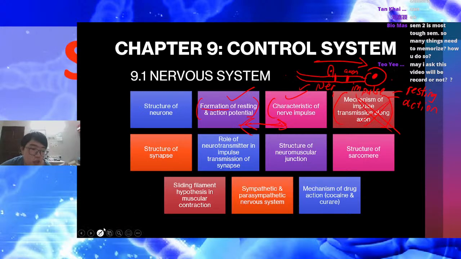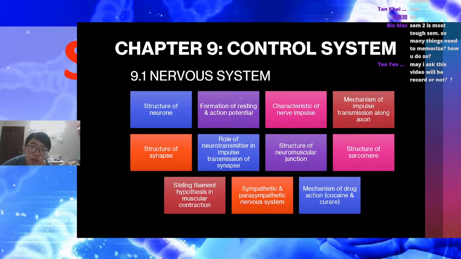If you want to learn this chapter, make sure you already know what these two topics talk about. If you don't know, awak belajar ni, memang awak pening kepala punya. Ada banyak question mark punya. Tak tahulah apa dia cakap. Awak kena tahu, because this topic is the mechanism of impulse transmission along the axon. Yang ni awak kena tahu macam mana nerve impulse boleh transfer dari sini ke sini.